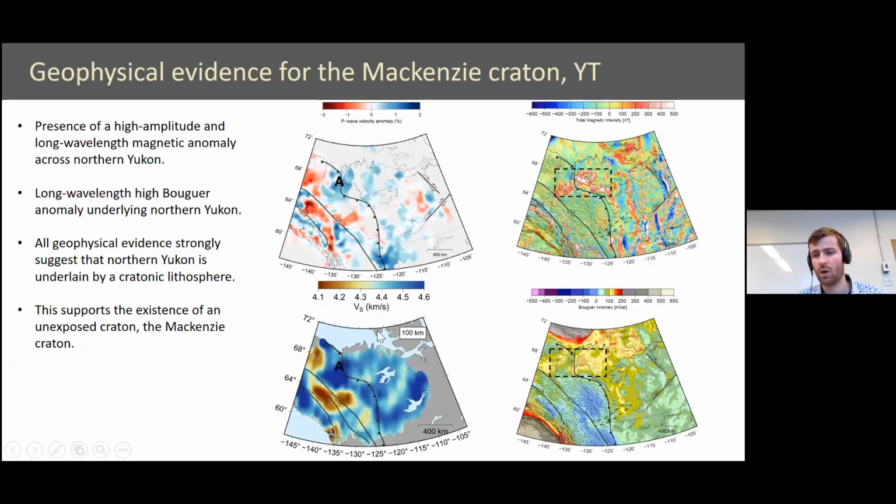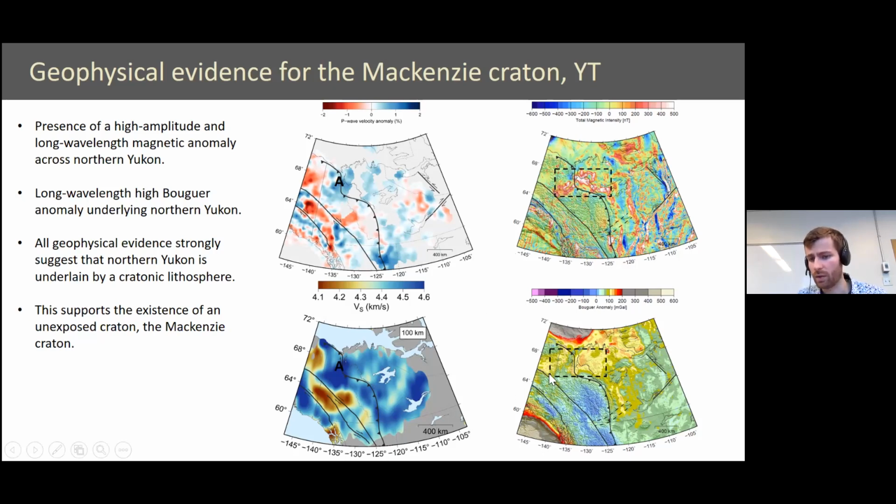Now, if we compare with other geophysical data sets, such as the magnetic anomaly map or the Bouguer anomaly map, we see that in the same location as this anomaly labeled A, there is this high amplitude, long wavelength magnetic anomaly across northern Yukon and Northwest Territories. That was called the Mackenzie River anomaly, the MRA, and was interpreted to be reflecting a very mechanically strong lithosphere that would basically resist the thermal erosion that would occur on its western edge here in the Cordillera.